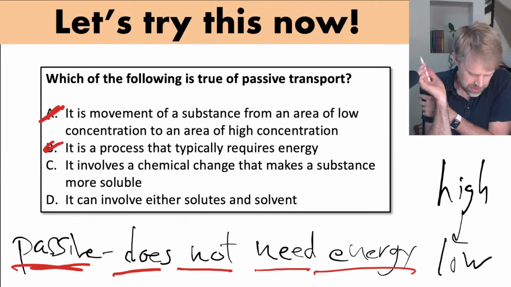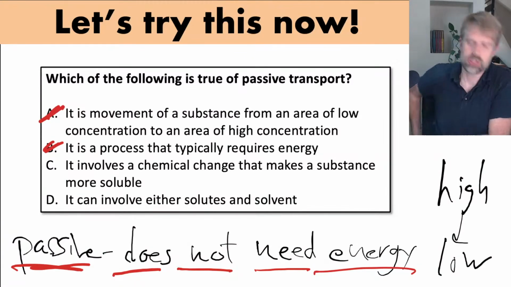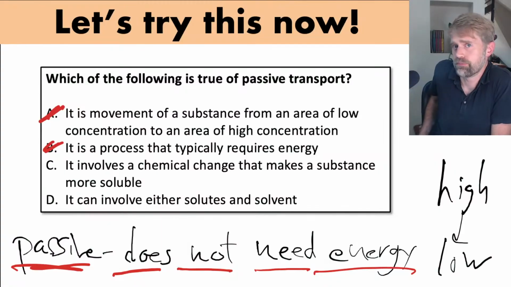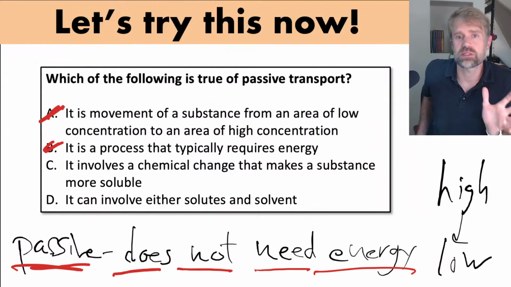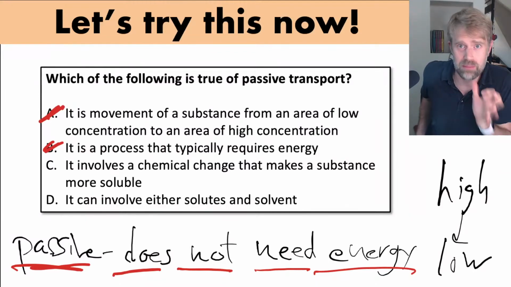C, it involves a chemical change that makes a substance more soluble. Now, something that I always say for the TEAS is, do you know this for sure? Because you might see C and you're like, I don't remember learning that chemical change. Maybe it's just soluble. Then maybe, no. Did you learn that? Did I say this is very important to remember, that passive transport involves a chemical change?